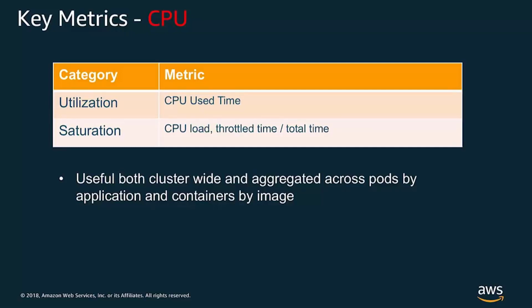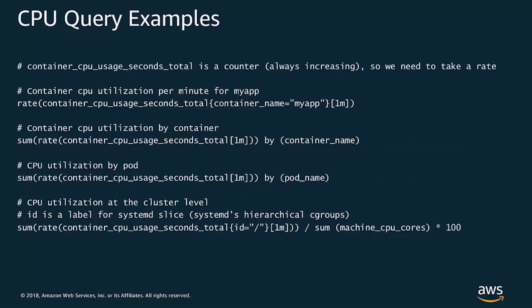But CPU specifically is also useful aggregated across pods and containers. So here are some query examples just to give you a sense of what a Prometheus query looks like. The container_cpu_usage_seconds_total is one Prometheus metric that has to do with CPU, and as soon as you install Prometheus and cAdvisor and the node exporter, you're going to see just how many of these metrics they expose.